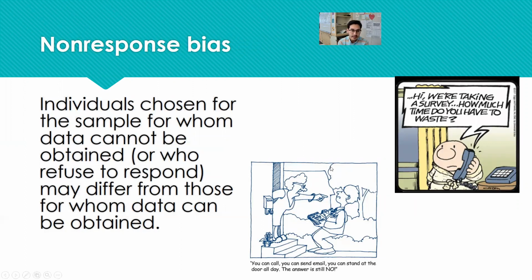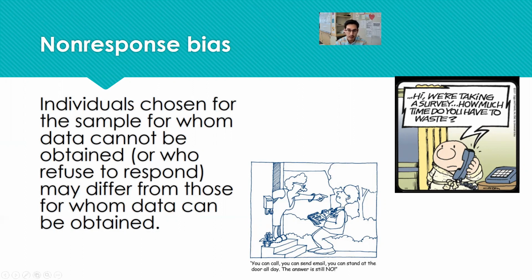Non-response bias. This happens when, for individuals who are chosen for the sample, either we cannot collect the data from them or they refuse to provide any sort of data or response. And had we collected data from them, their responses may differ a lot from those from whom we did collect data. Non-response bias happens a lot with telephone surveys, door-to-door surveys, or mail-in surveys.